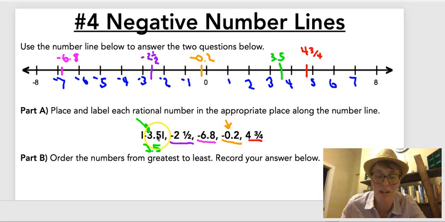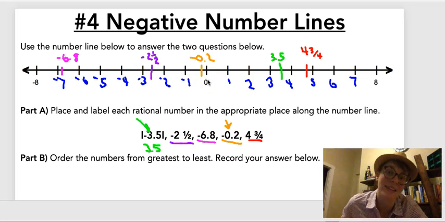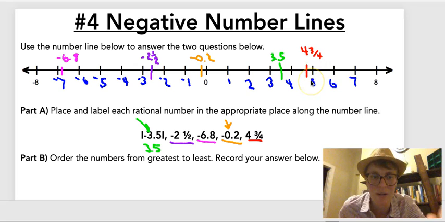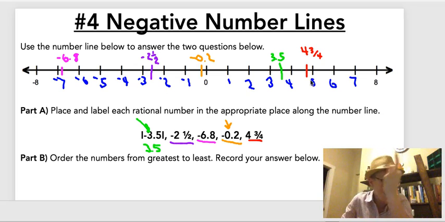I'm actually going to go back and make sure I did this correct. The absolute value of negative 3.5 is 3.5. Boom. Negative 2.5 is going to be right here. Fantastic. Negative 6.8 is really close to negative 7. Negative 0.2 is going to be close to 0, but on the left side of 0. And then 4 3/4 is pretty close to 5. Awesome. Feeling good about where I placed my numbers on the number line and feeling super precise.